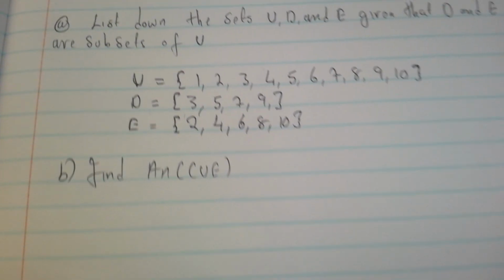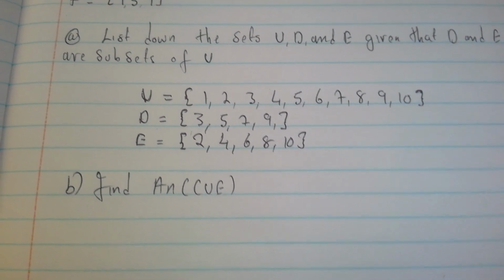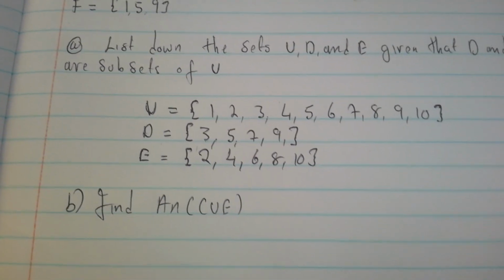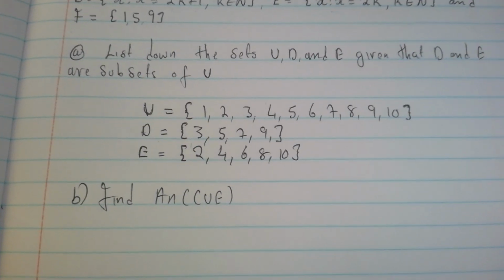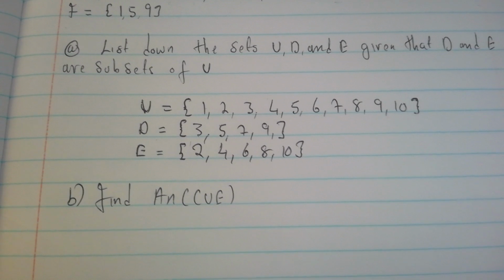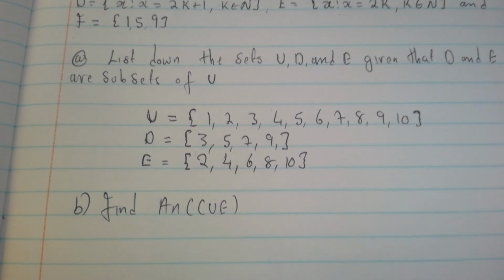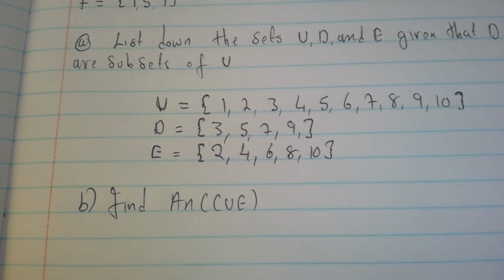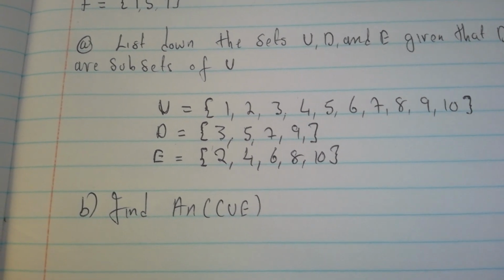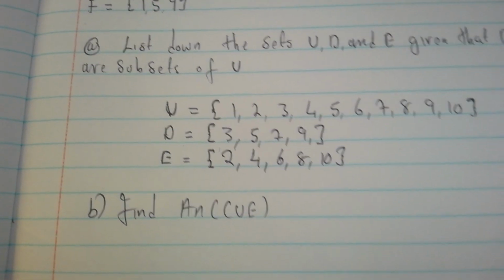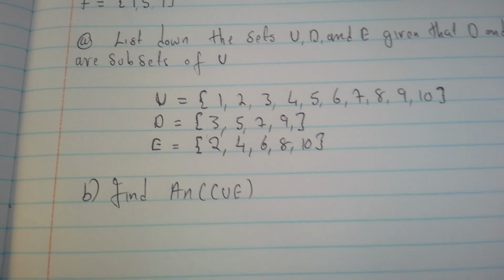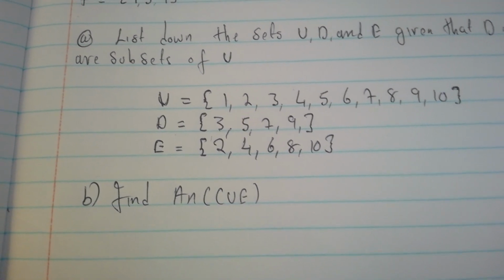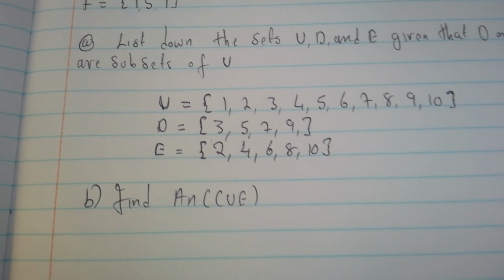Then we've got another question here. Question B says, find A intersection U union C. You remember those laws we talked about in the earlier videos? If you haven't watched, then I'll leave the link in the description. The commutative law, associative law, and all those. Now, it's fine even if you did not watch those videos. So the question says find A intersection C union E.